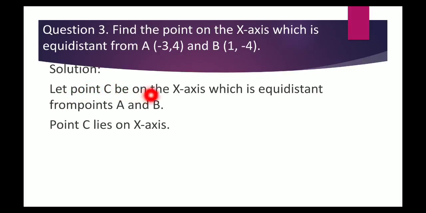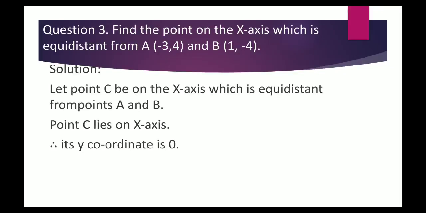Let point C be on the x-axis. We should consider any point here, point A, B, C, anything. Since we are having A and B in the question, we will not mention A or B. We are mentioning C here. Let C be on the x-axis, which is equidistant from points A and B. Point C lies on the x-axis, we know from the question.